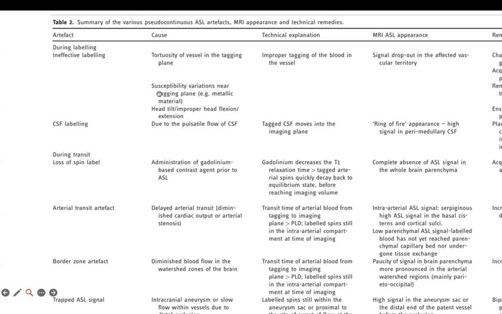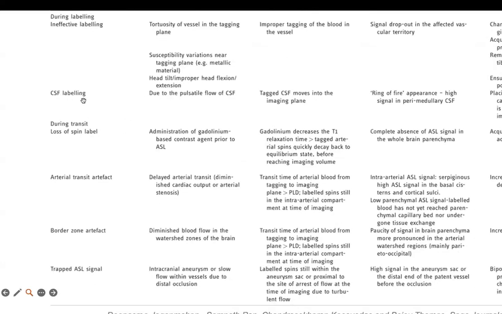So head tilt has to be proper, and any objects which can affect the magnetic property of this labeling should not be present in between. Some patients with a tracheostomy, any objects in the carotid artery, or dental implants on that side, if you do ASL will magnetize that area, and this will again affect the magnetization. Finally, there might be a signal dropout. And not only blood has a pulsatile flow, even CSF has a pulsatile flow. Sometimes it can mistakenly get labeled, which can lead to ring of fire artifacts.